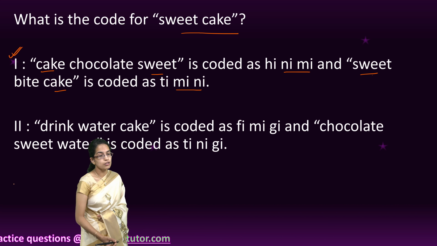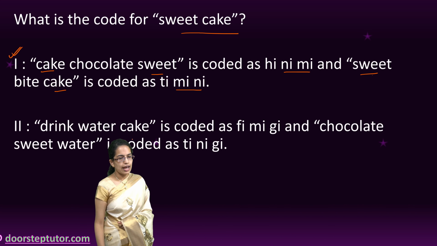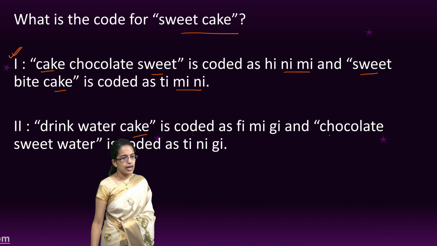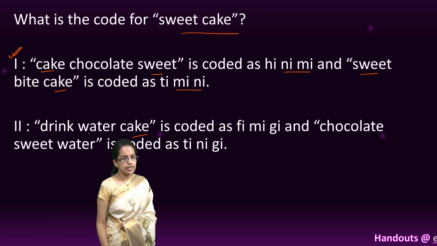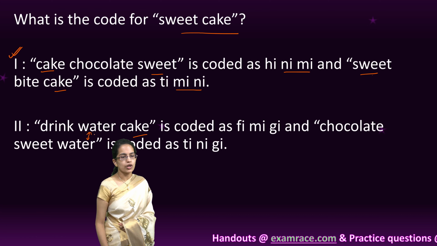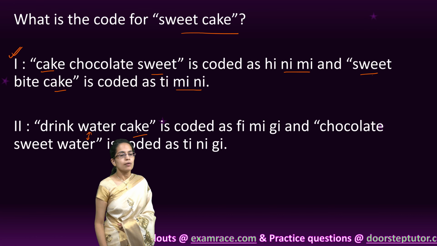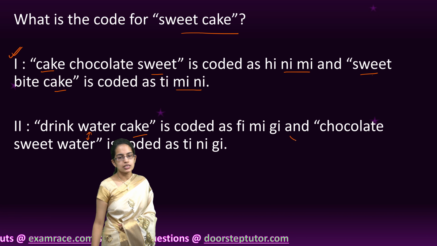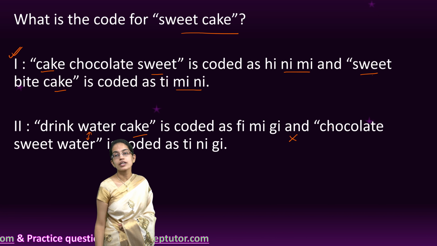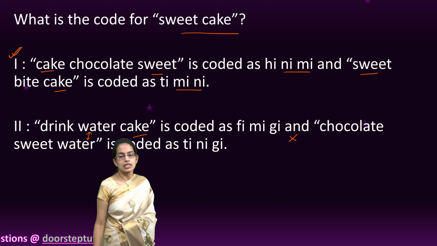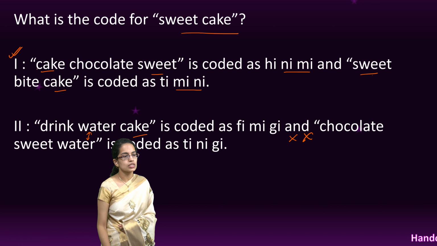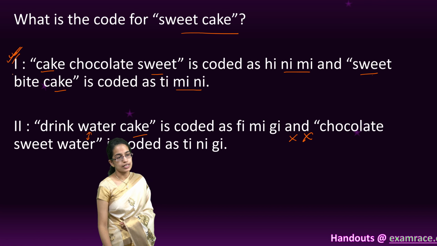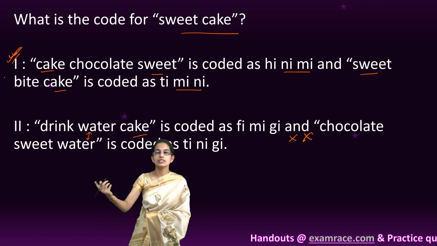It can be a scenario where both are true. So here I have the word cake, and here I do not have the word cake, but here I have water and water. So what I can derive is the coding for water, but not the coding for cake and sweet. So this statement is not sufficient alone. Since it's not sufficient alone, both of them together also cannot be sufficient, and the only scenario that can happen is one alone is sufficient.